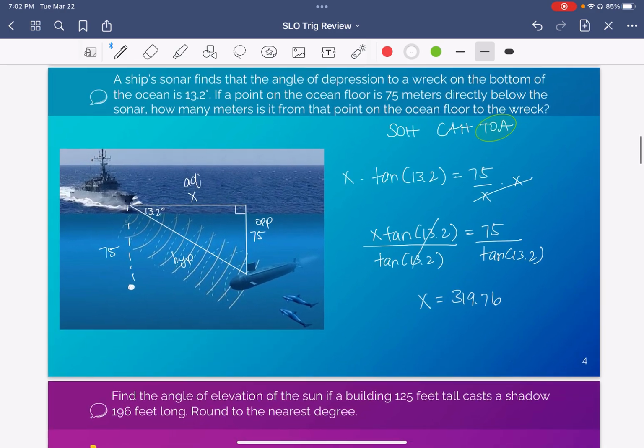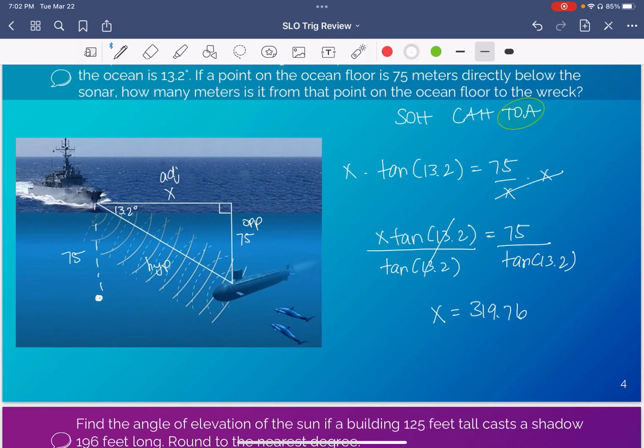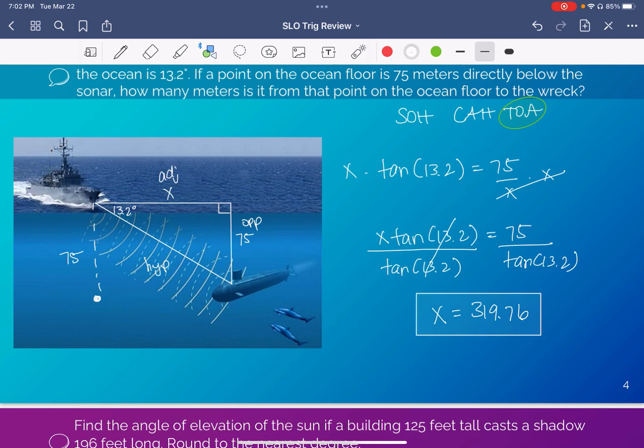Does it say how to round? No, I don't think so. That's fine. We'll just leave it like this in the hundreds place.